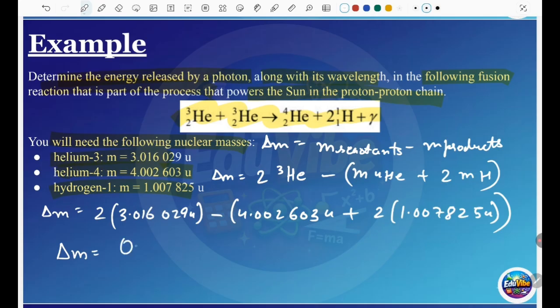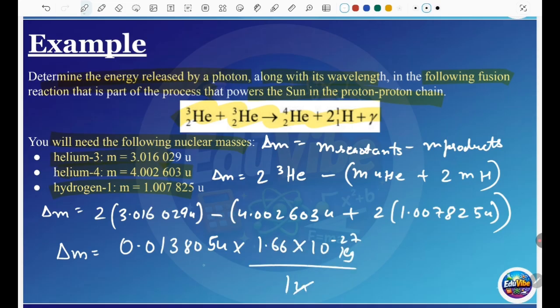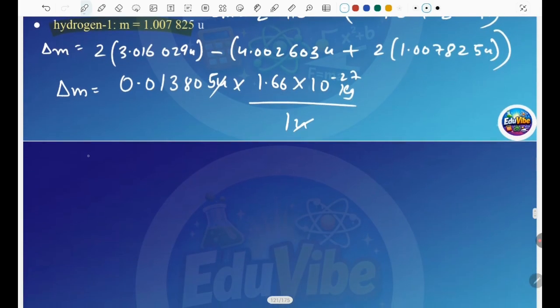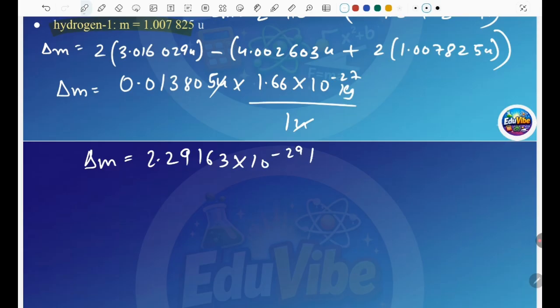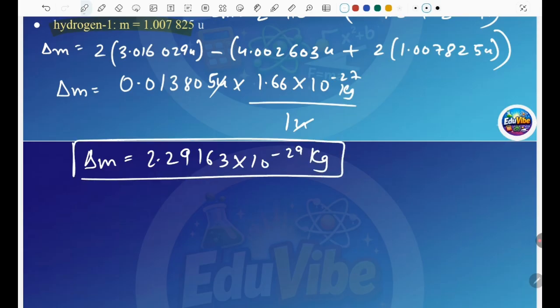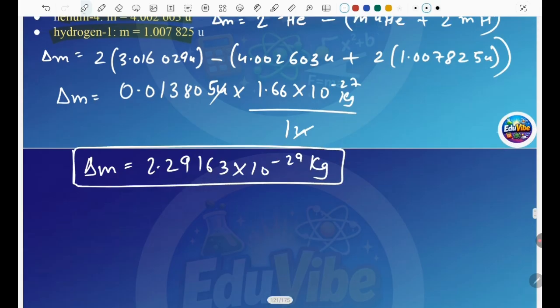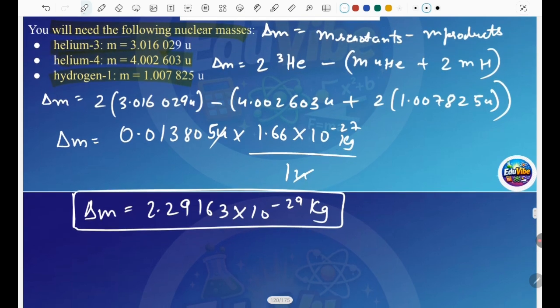When you find this, you get a defect mass of 0.013805 U. You want it in kilograms, so multiply by 1.6 into 10 raised to power minus 27 kg divided by 1 U, and the U's cancel out. You will get a defect mass of about 2.29163 into 10 raised to power minus 29 kg. You do the same thing with that defect mass.